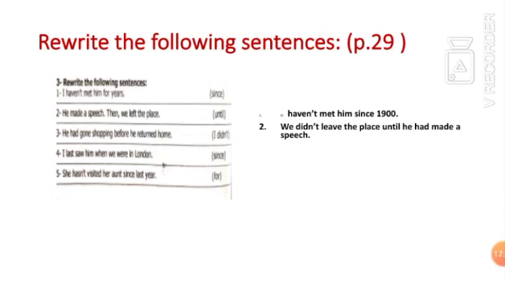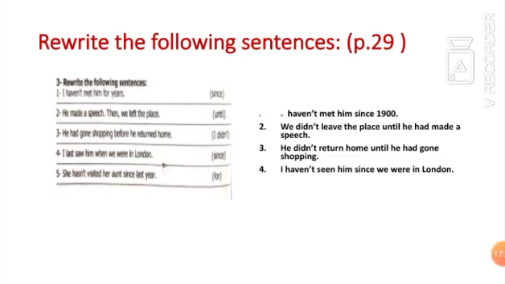Number 3: He had gone shopping before he returned home. So I'll start with he didn't. The answer will be: He didn't return home until he had gone shopping. Number 4: I last saw him when we were in London. Use since. I haven't seen him since we were in London. Number 5: She hasn't visited her aunt since last year. She hasn't visited her aunt for a year.